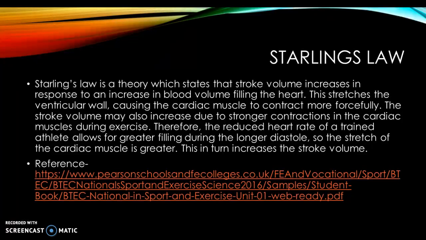Therefore, the reduced heart rate of a trained athlete allows for greater filling during the longer diastole. So the stretch of the cardiac muscle is greater. This, in turn, increases the stroke volume. The reference for this is Pearson Schools and FE colleges.